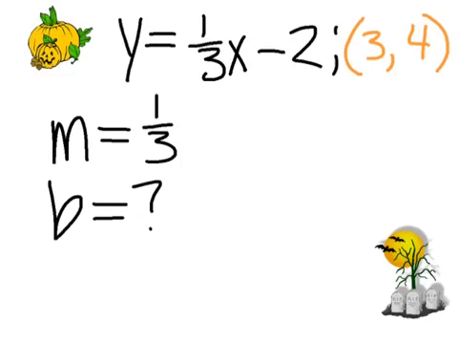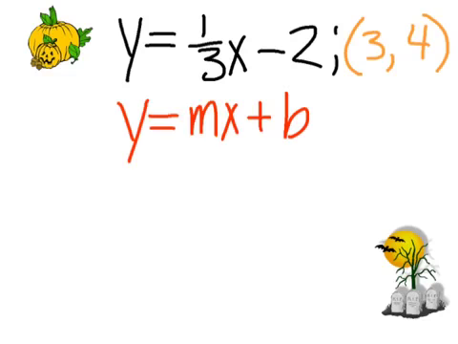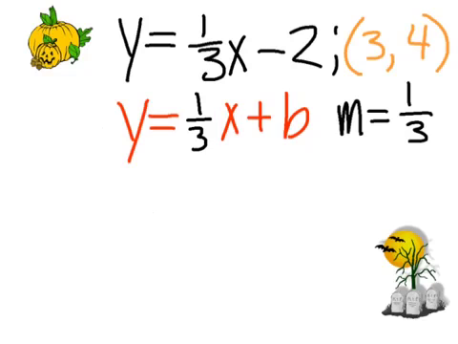We want to find b, our y-intercept. Now how do we find our y-intercept? Our equation, y equals mx plus b. We want to plug in everything that we already know about our line. We know that the slope is 1/3. So we plug 1/3 in for m. Can we plug anything else into this equation?